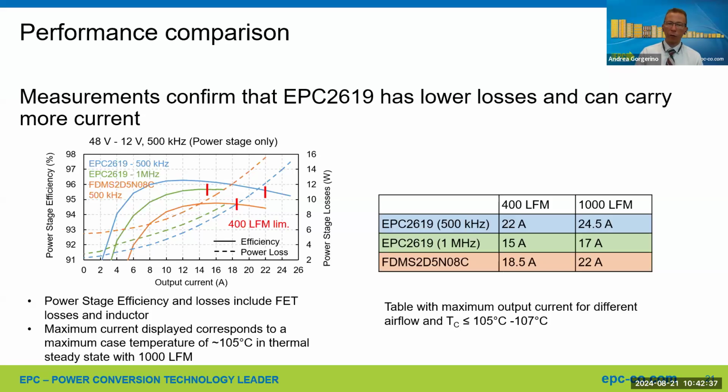Another thing that we're highlighting here, of course, is that since you have lower losses and lower temperatures, you can actually carry more current. So the table shows you with different airflow what the maximum current you can do. And so basically, maybe one way to look at it, with the silicon MOSFET, to do 22 amps at 500 kilohertz, you need 1000 LFM. And with the 2619, you only need 400 LFM, right? And you can look at it many different ways, but the message is you can carry more current because it's so much more efficient.